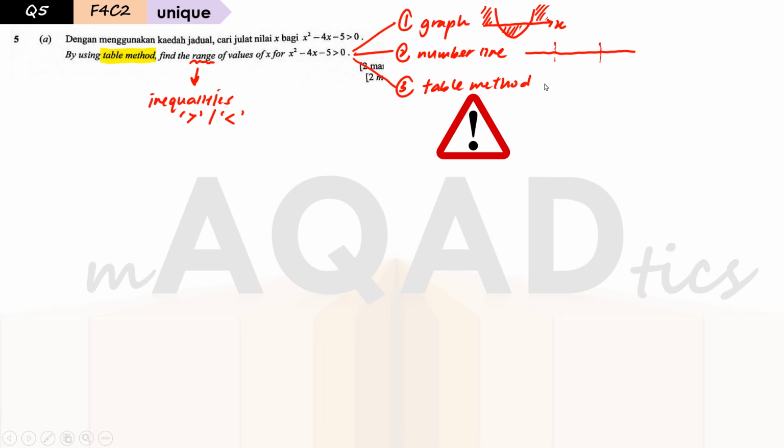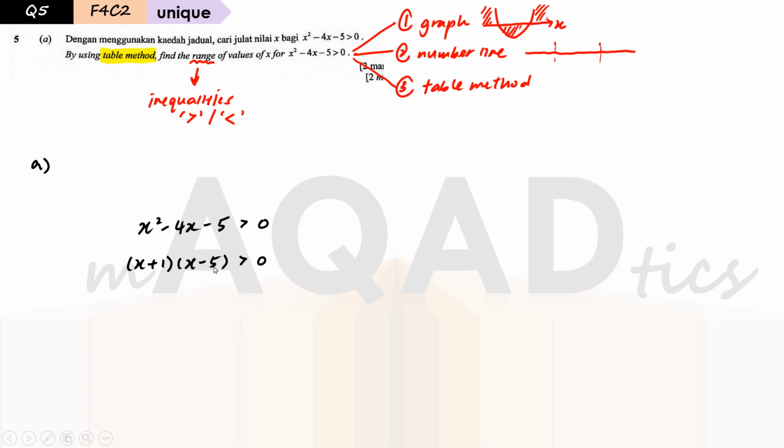Now let me show you how we use the table method to solve this quadratic inequality. Before we use the table method, first thing first, let us find out the two values of x from this quadratic inequality. We are going to use factorization, using the calculator to find out the two values of x, which is (x + 1)(x - 5), meaning x is -1 and 5.